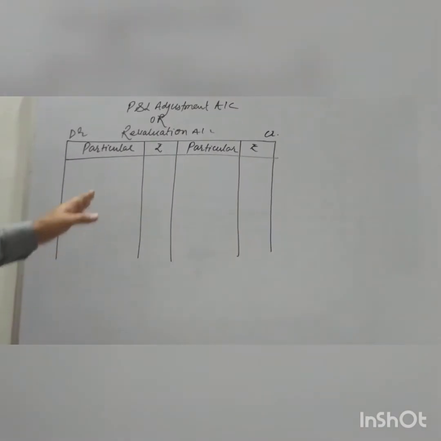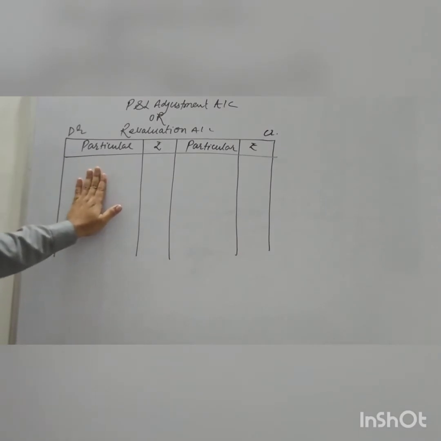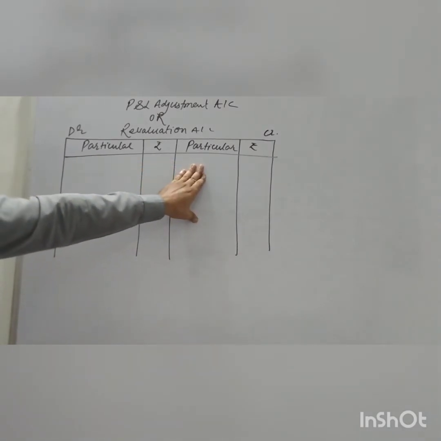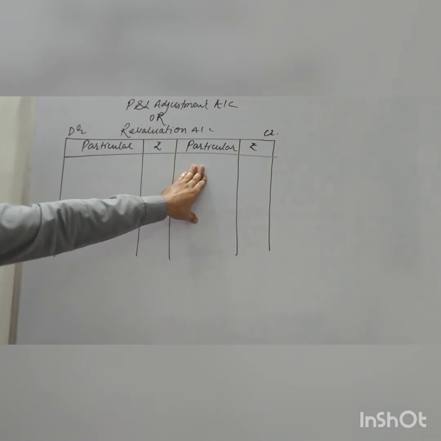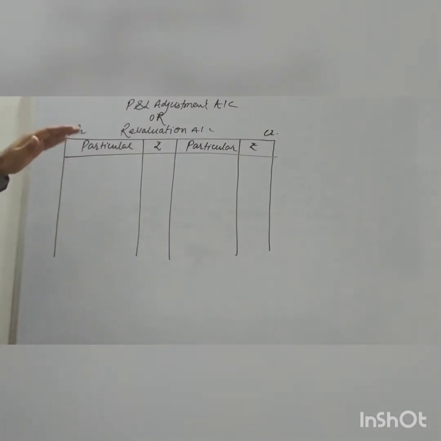As you know very well, on the debit side we post all expenses and losses, and all incomes and gains we post on the credit side. This is the debit side and this is the credit side. Firstly, this revaluation account is prepared for the fluctuation of asset and liability values.